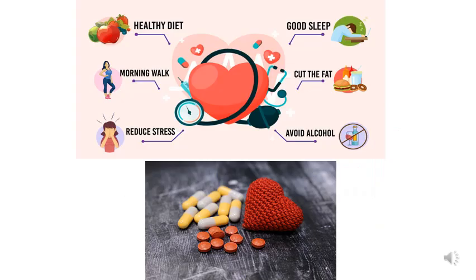Treatment for heart disease. 1. Lifestyle changes. Eat a heart-healthy diet: fruits, veggies, whole grains, lean protein. Exercise regularly, about 30 minutes most days. Quit smoking and avoid tobacco. Limit alcohol intake. Maintain a healthy weight.